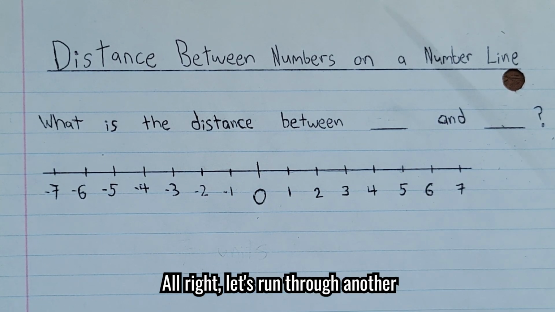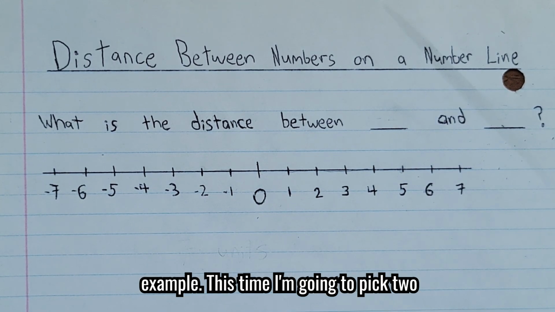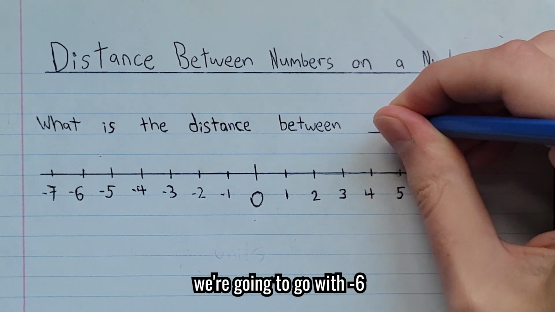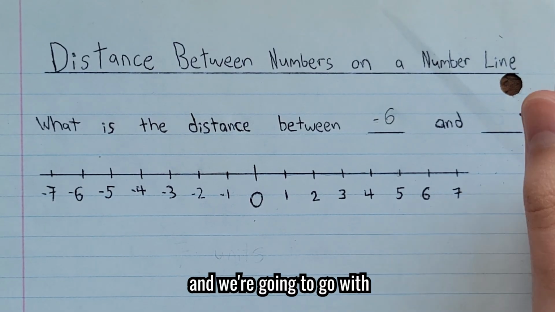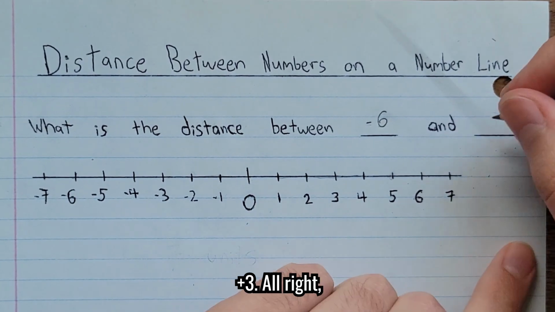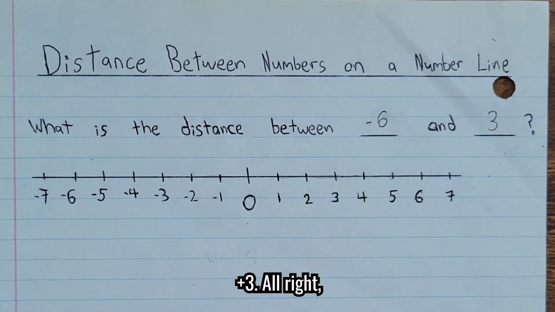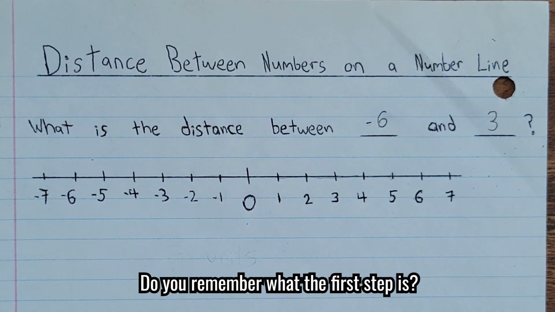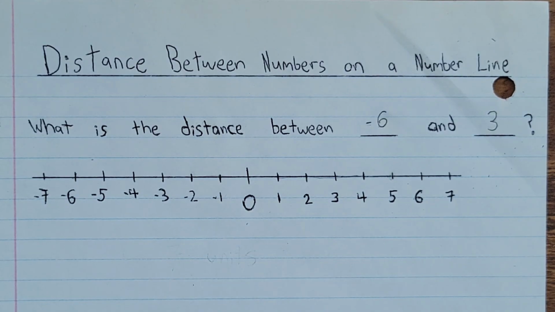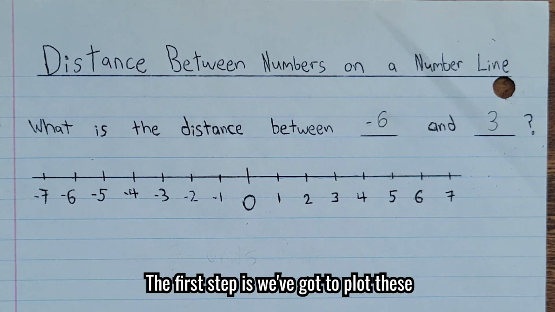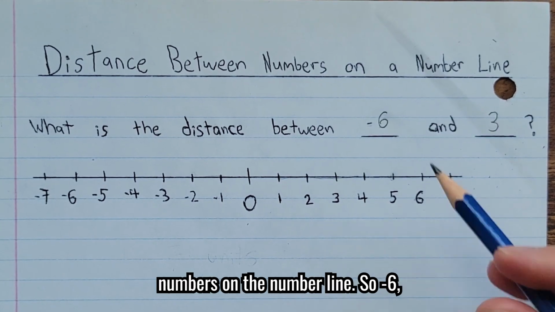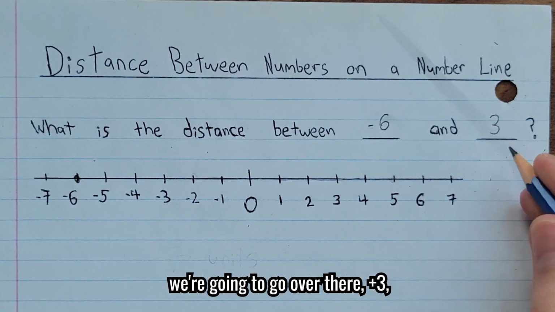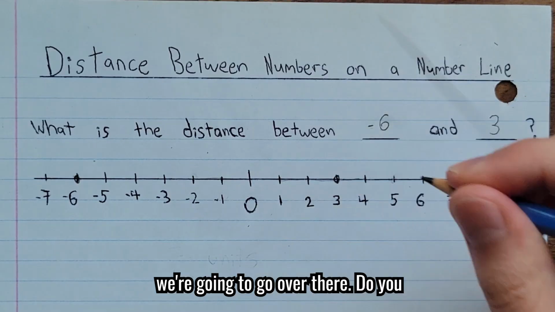Alright, let's run through another example. This time I'm going to pick two totally different numbers. Let's say we're going to go with -6, and we're going to go with +3. Alright, what is the distance between -6 and 3? Do you remember what the first step is? The first step is we got to plot these numbers on the number line. So -6, we're going to go over there. +3, we're going to go over there.